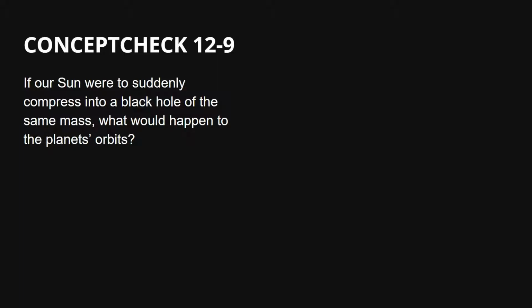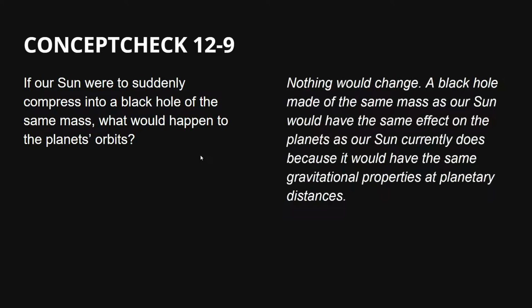But what we have to remember is that a black hole still has mass, and in this hypothetical, the black hole still has our sun's mass. So as far as we could tell, gravitationally speaking, nothing would change. Because right now Earth is orbiting the mass of the sun. If the sun is a black hole, the Earth is still orbiting the mass of the sun.